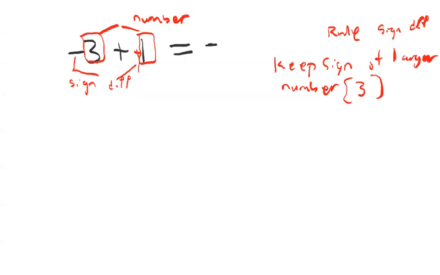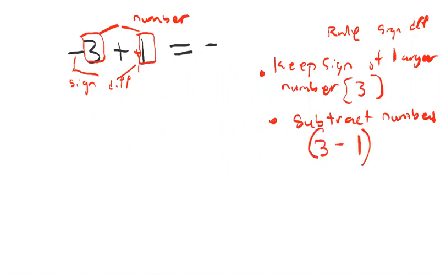When we keep the sign of the larger number, the next step, what do we do with the numbers? We subtract. We find the difference of the numbers. The numbers that we have are 3 and 1. So we're going to find the difference. That will be 2. So our answer will be -2.